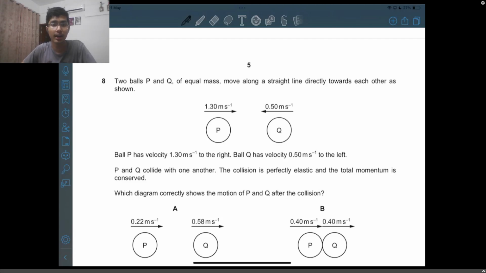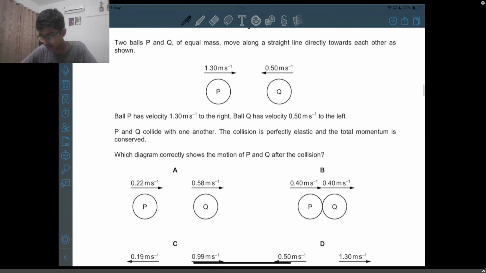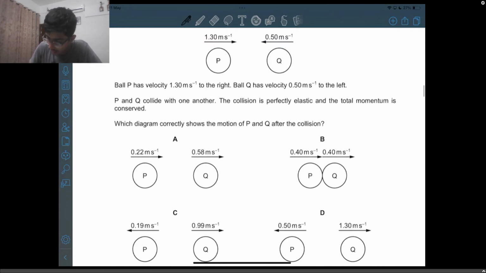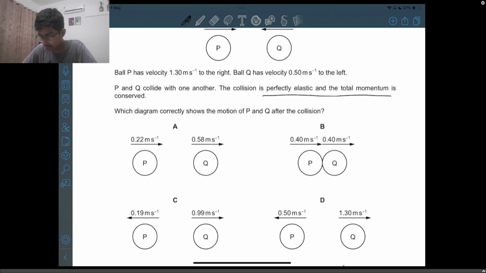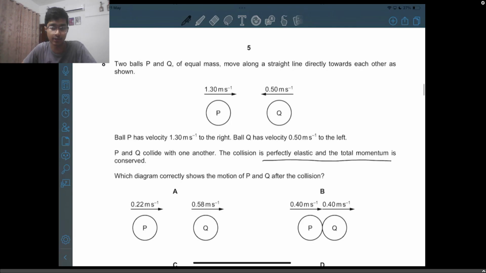Hello everyone, and today we're going to be doing the March 2024 MCQ paper, question 8. So this is related to relative speed of approach and relative speed of separation, and when we have a perfectly elastic collision. So the first thing, we need to know basically which diagram shows us that there's a perfectly elastic collision. So first of all, let's learn what it means by relative speed of approach and separation using a diagram.